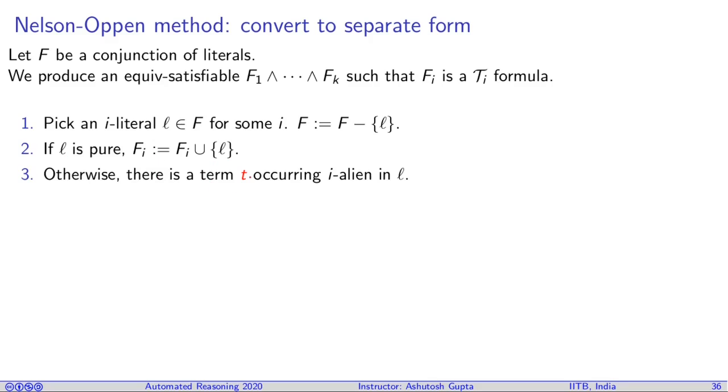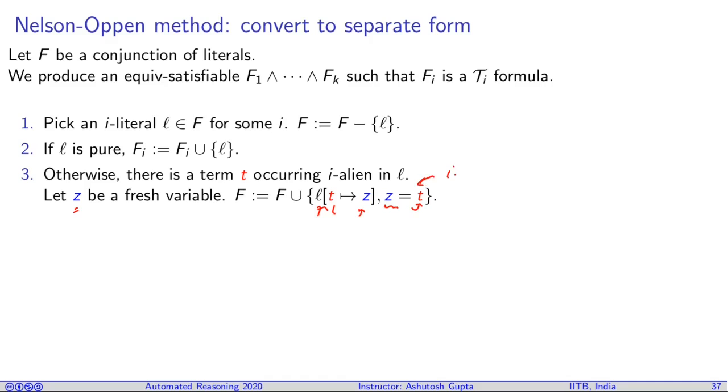So what do we do? We pick the term t occurring in the ith theory, which is alien in the literal L. We pick a fresh variable z and replace t by z. Just remove the t and put the z in your literal. Add another equality, z equals t. Now this is not an ith-theory literal. It belongs to another theory, because it's a variable equal to another term, which takes it away from the ith theory. That's how you keep doing it, and eventually you will have pure formulas.